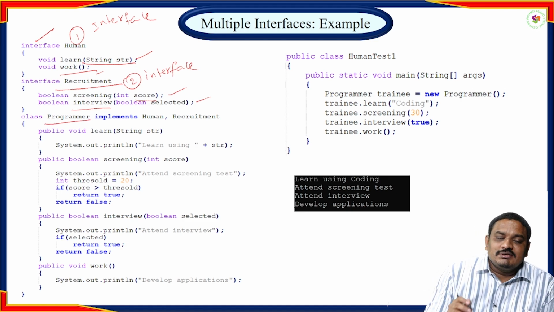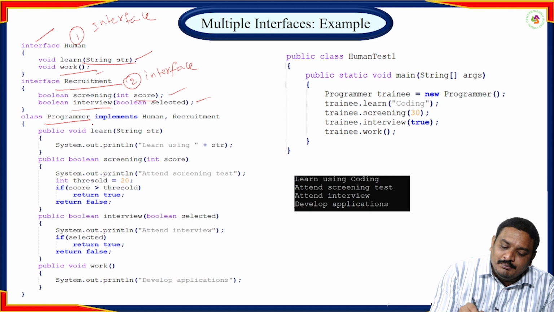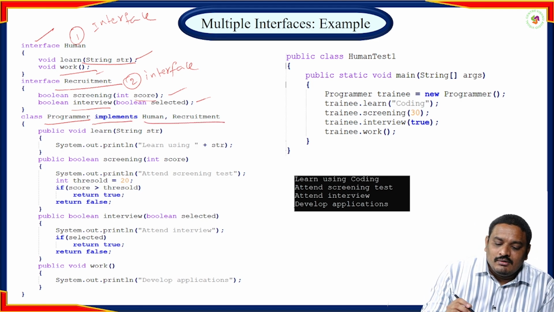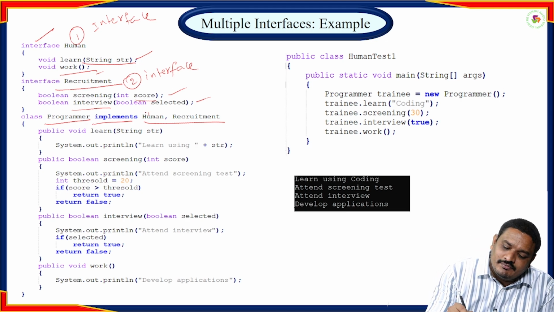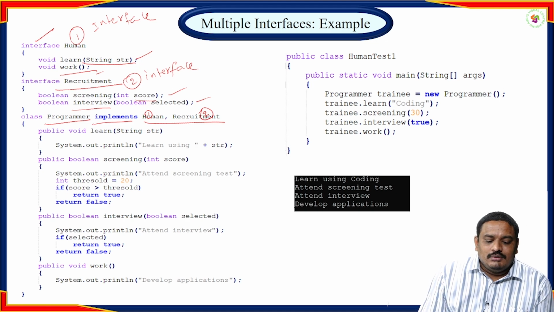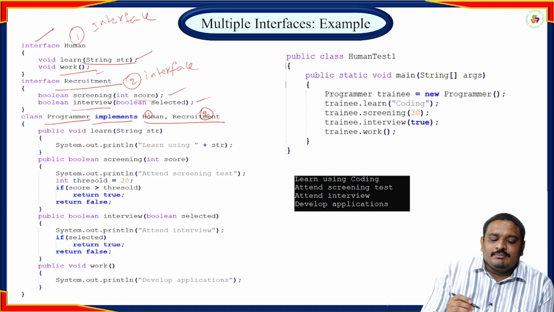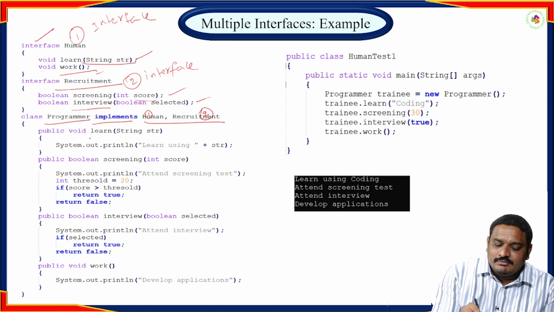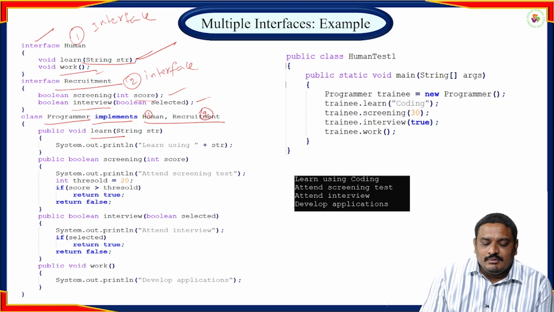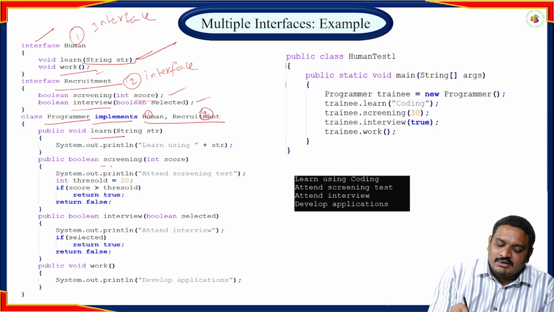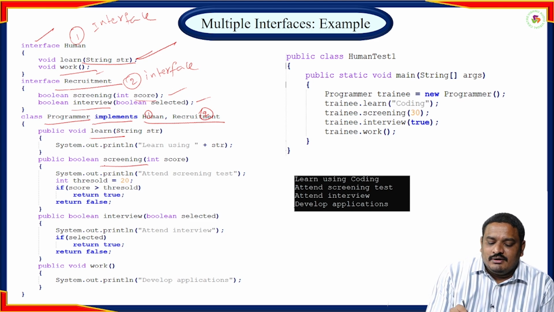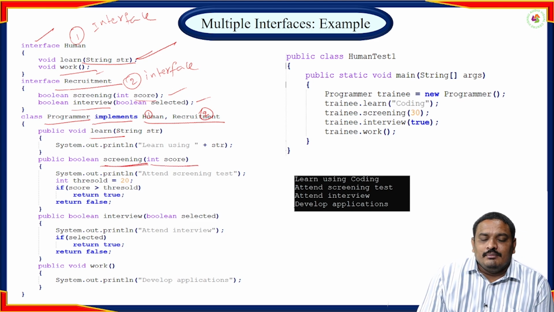Now the programmer is a class. This class implements multiple interfaces. Here, for the multiple interfaces, the first interface is human and the second interface is recruitment. What are the two methods in the particular interfaces? The first method is the learn method. The learn method takes the string str; that is the implementation. The second one is the screening method. The screening method belongs to the second interface, and this is its implementation.